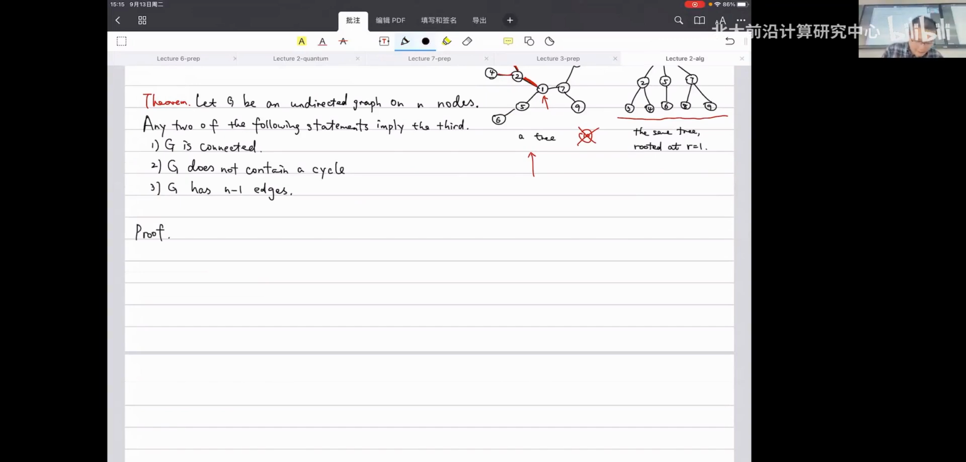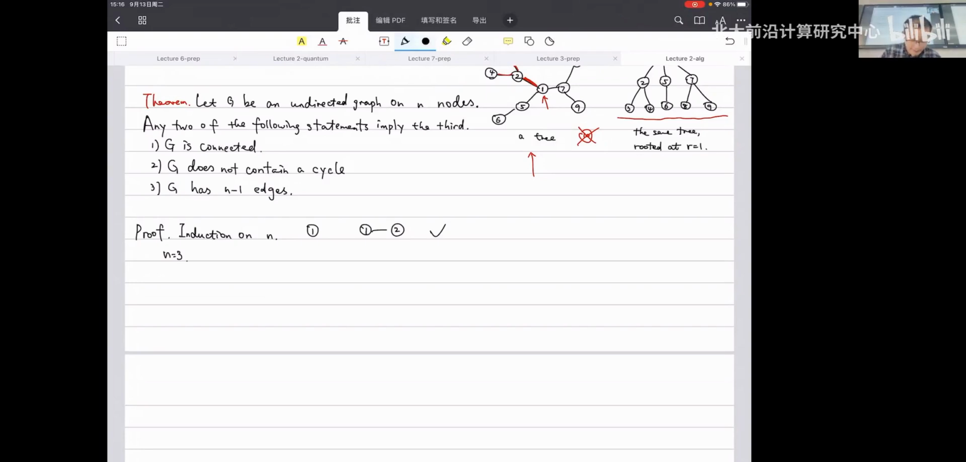So our proof is going to be based on induction on n. In general, when we talk about graphs, n equals 1 is just a single node, and n equals 2 is probably trivial. So let's say n equals 3. Let's consider a graph with n equals 3, and we consider all these conditions.